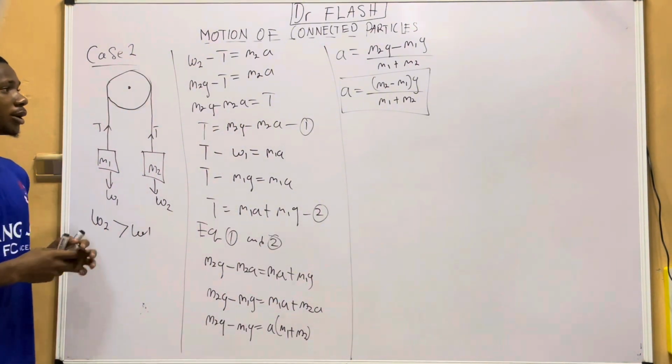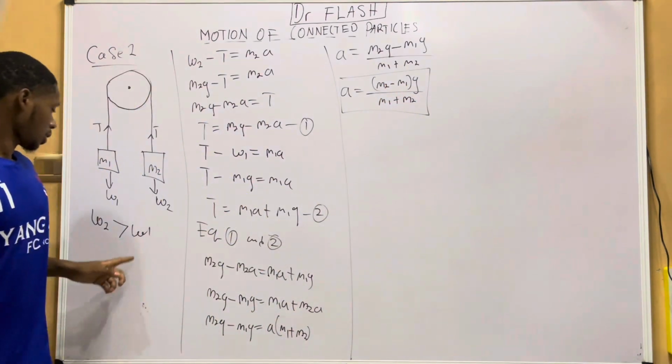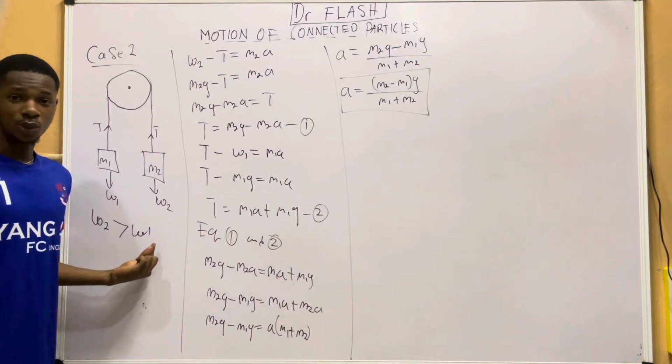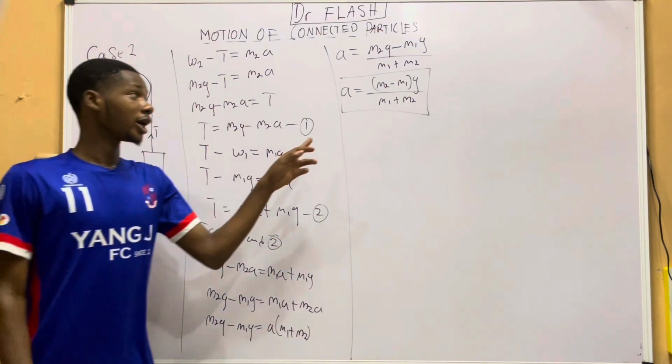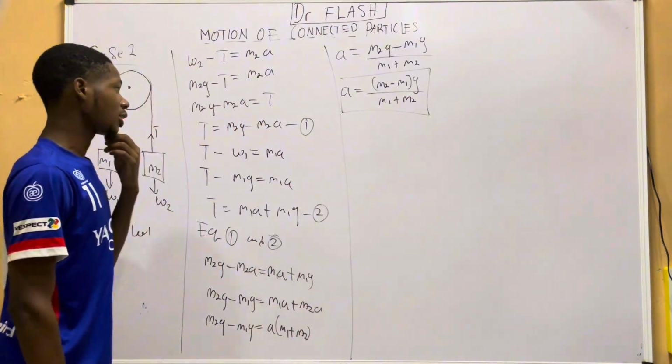Now, we're having M1 be subtracted from M2 because M2 is greater than M1, which is the same as W2 is greater than W1. That is the only reason. Now, assuming W1 is greater than W2, we will be having M1 minus M2 instead, okay? And that's what we're going to have.